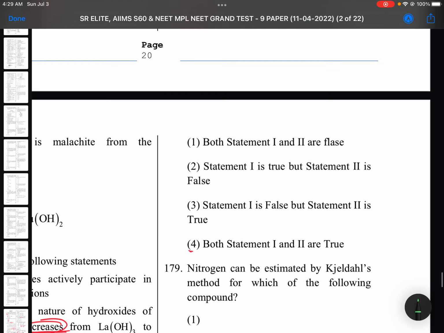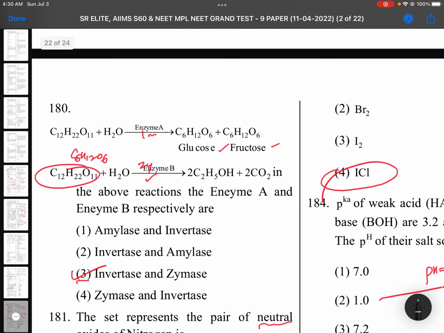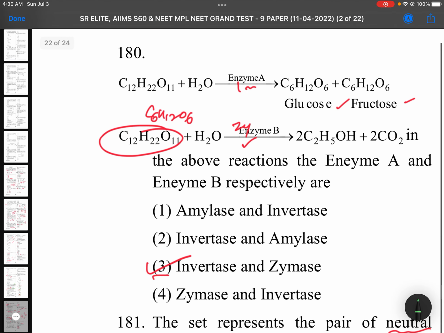Coming to this, nitrogen can be estimated by Kjeldahl's method. Kjeldahl's method is applicable only for primary amines, not for nitrogen when it is present in benzene diazonium salt, in the ring, or in NO2. These three are absent. Okay, this is memory based, and you need to remember what the exceptions are.